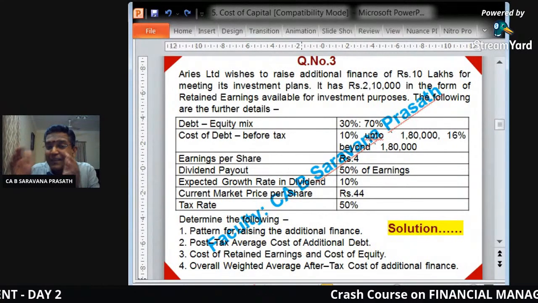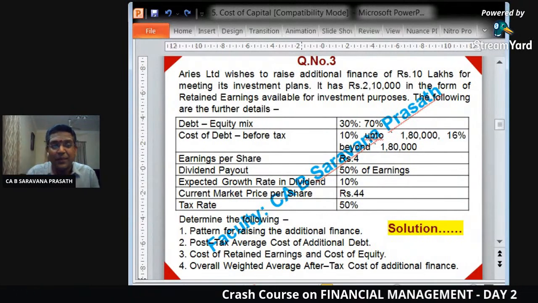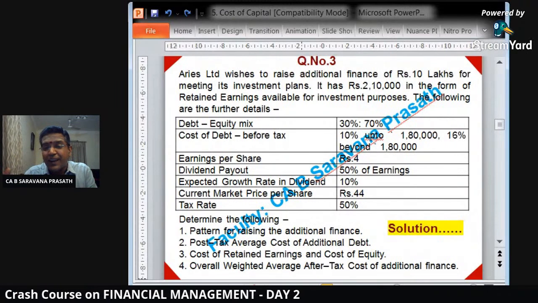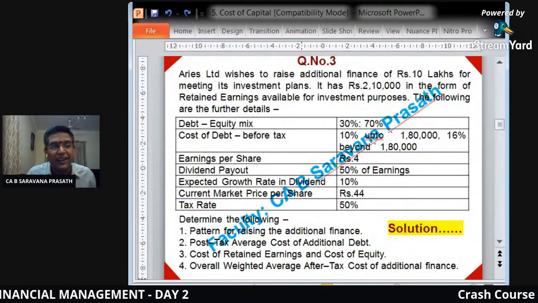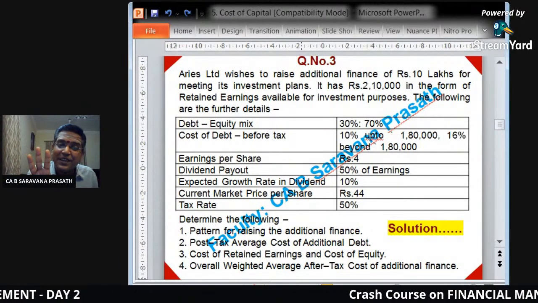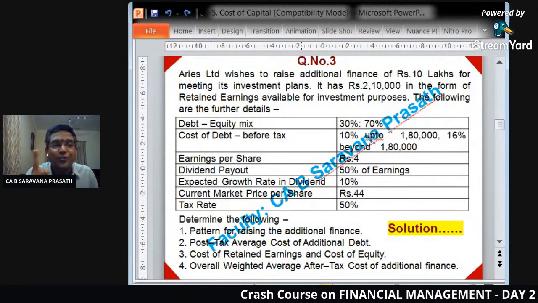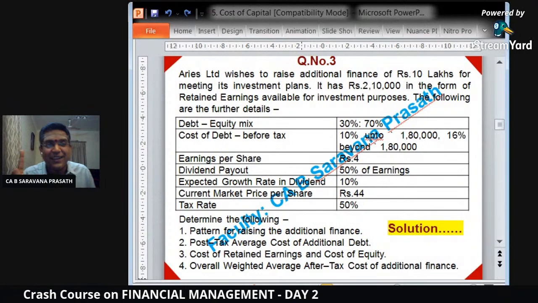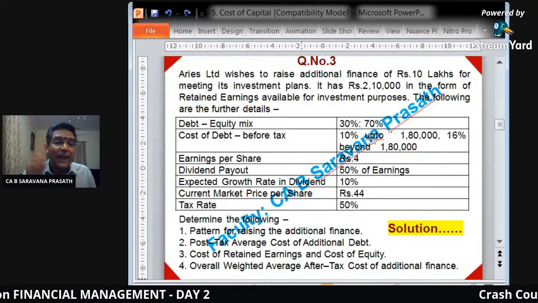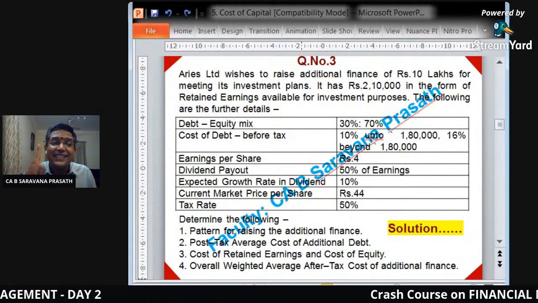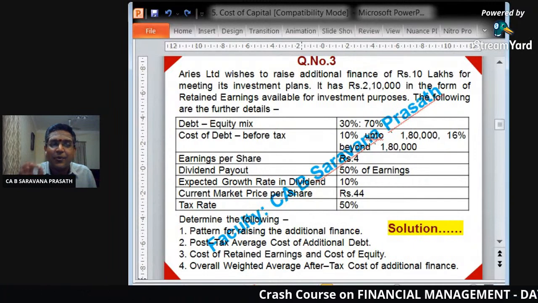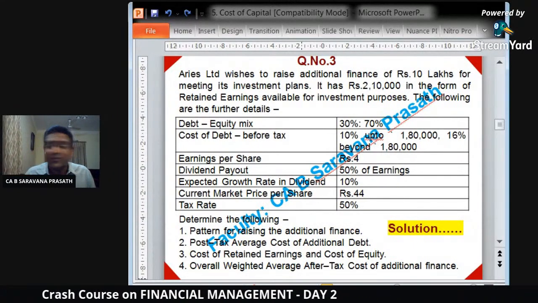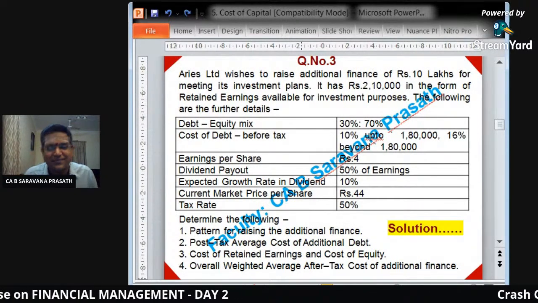Now 3 lakh debt, second point in the table, cost of debt before tax, 10% up to 1 lakh 80, 16% beyond 1 lakh 80. So 3 lakh rupees is the debt, will be split into two loans. First loan carrying 10% interest up to 1 lakh 80,000. Second loan, balancing figure, carrying 16% interest. That amount is equivalent to 3 lakh minus 1 lakh 80, 1 lakh 20,000. So this is the way loans will be taken.